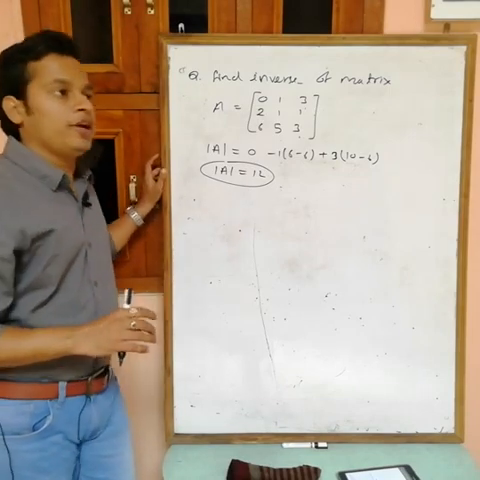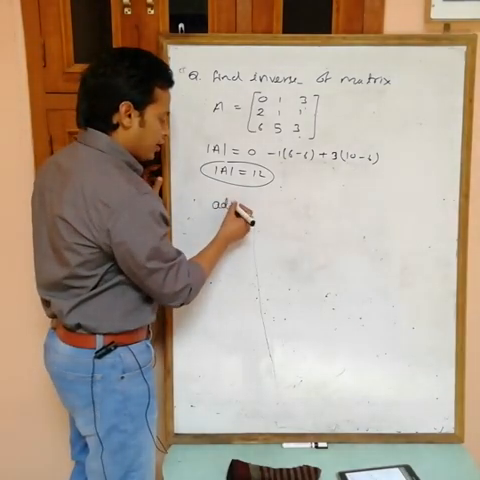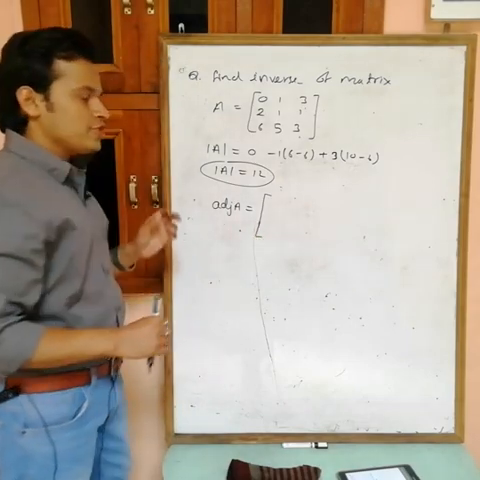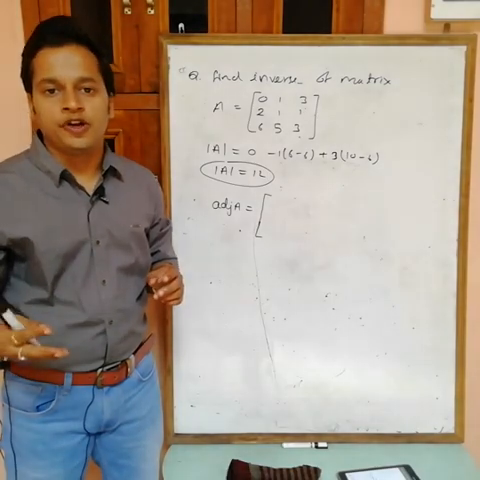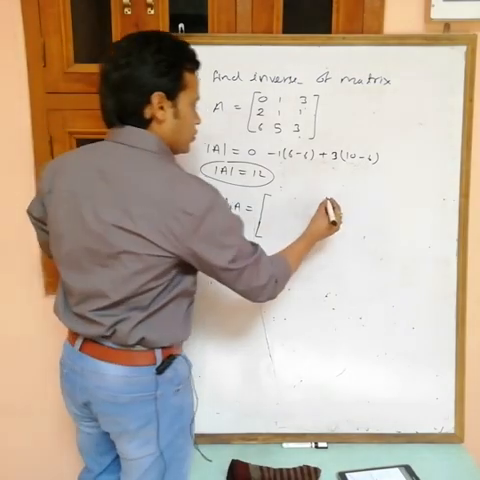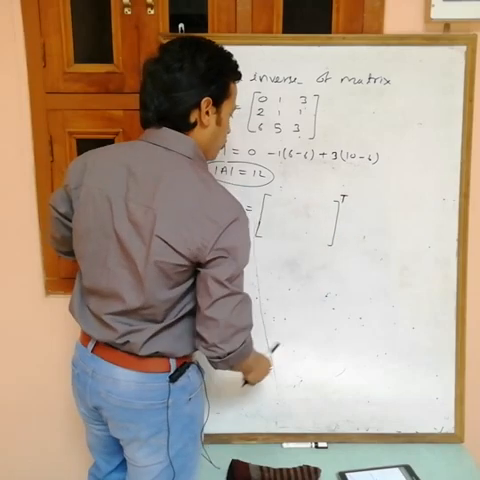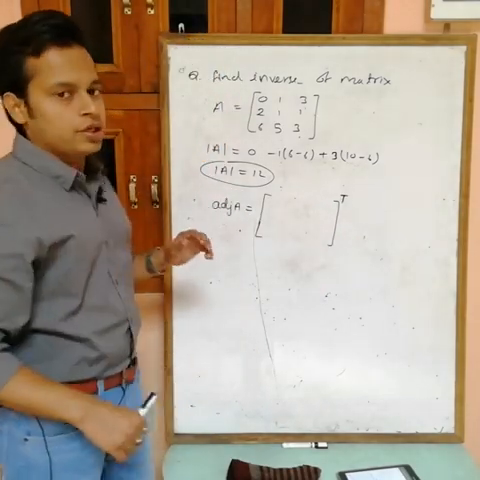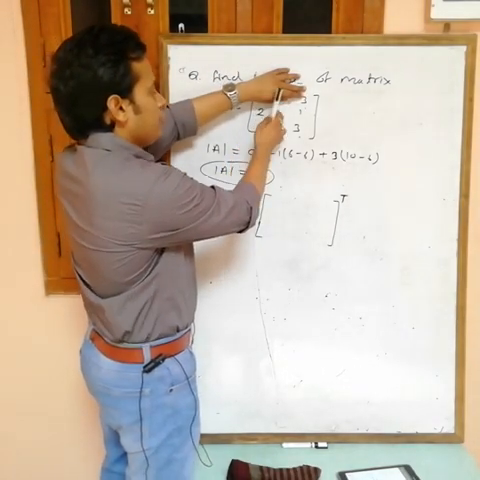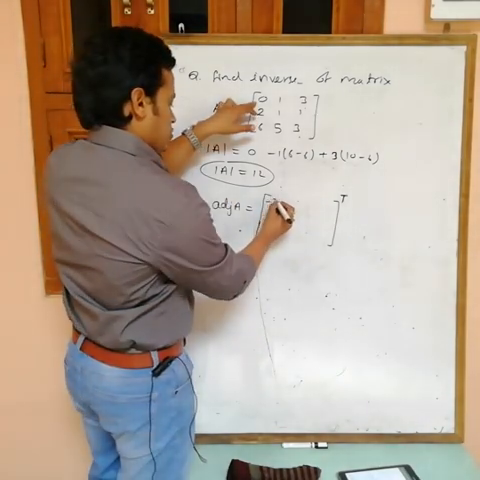Now find the inverse. The formula for A inverse is adjoint of A by determinant of A. So first I have to find the adjoint of A. How do we get the adjoint of any matrix? Simple. First replace every element with its corresponding cofactor, and then take the transpose of that. So the adjoint of A is the transpose of the matrix found by replacing every element with its corresponding cofactor. Now find the cofactor of 0: 3 minus 5, minus 2. The sign for this element is plus, so minus 2.